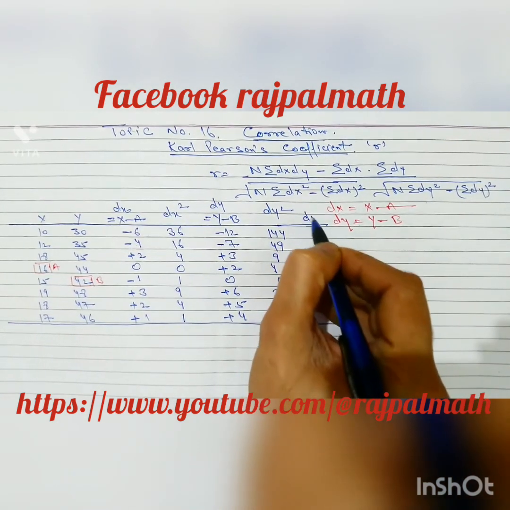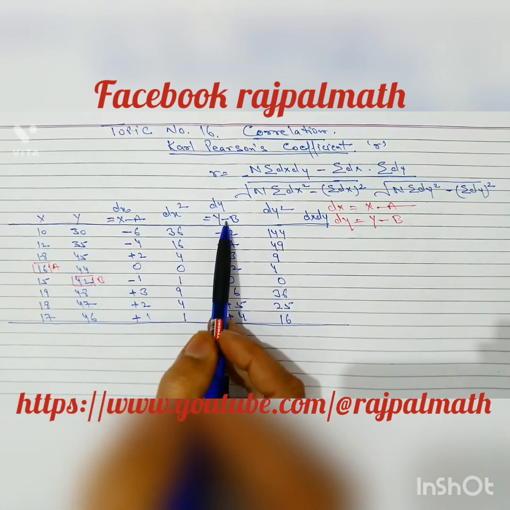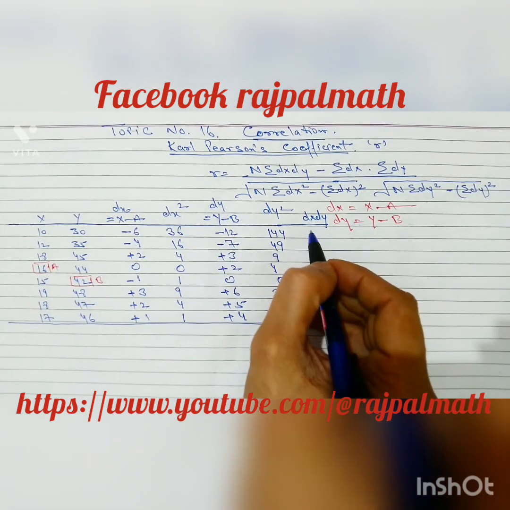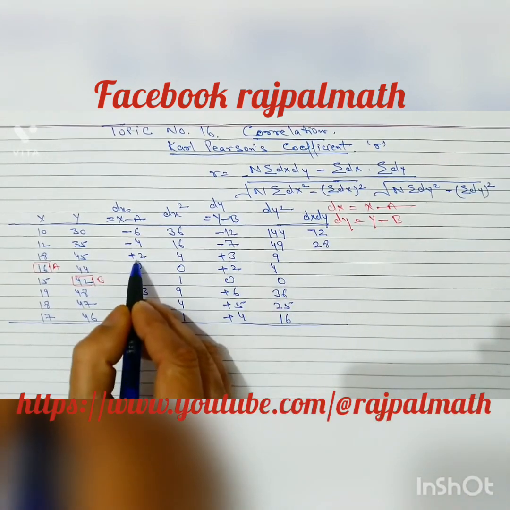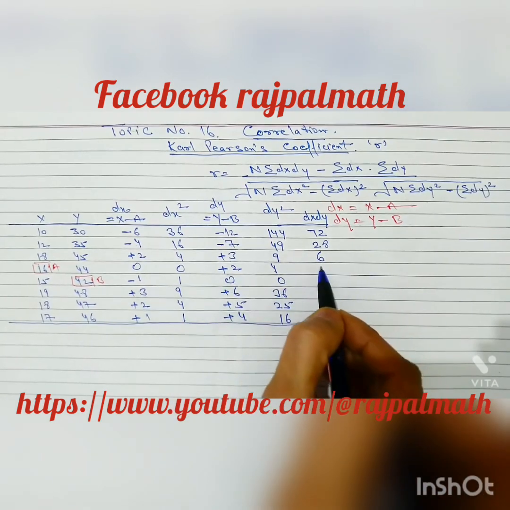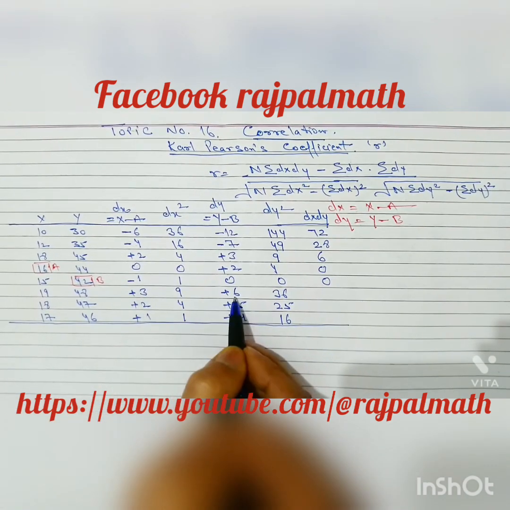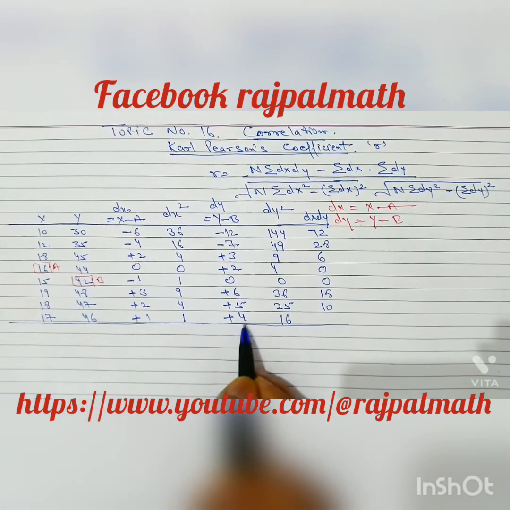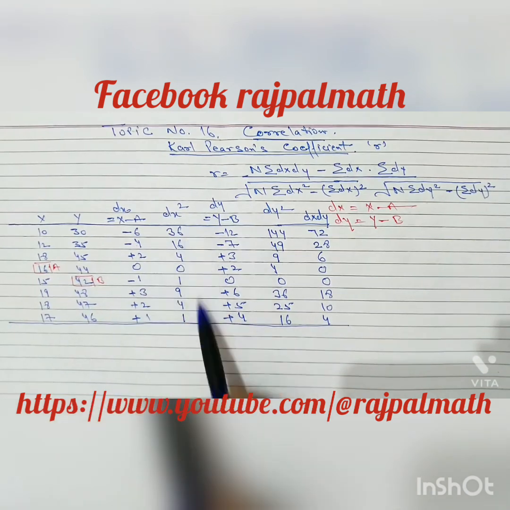Then calculate dx dy. dx dy means this into this. Minus 6 into plus 12 is minus 72, minus 4 into minus 7 is 28, 2 into 3 is 6, 0 into 2 is 0, minus 1 into 0 is 0, 3 into 6 is 18, 2 into 5 is 10, 1 into 4 is 4. Now add all these columns.